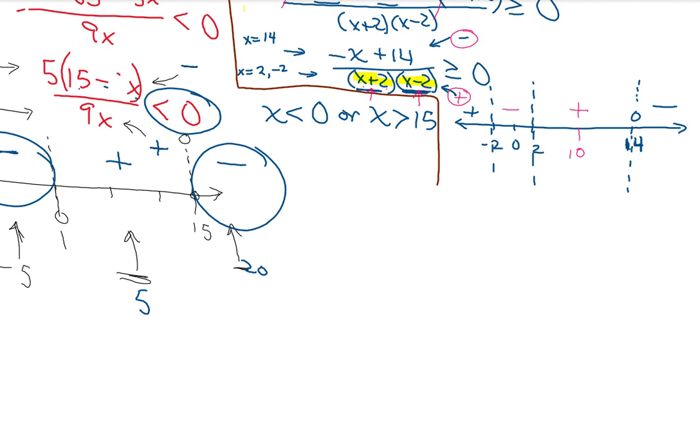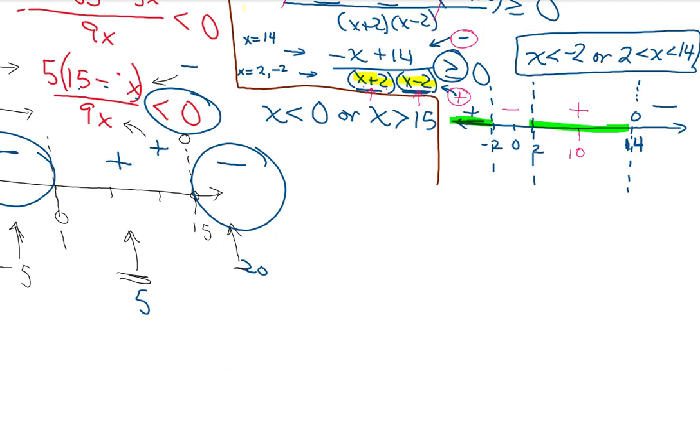In this case, we're looking for greater than or equal to 0. So we're looking for the positive sections. So my solution is going to be less than negative 2, or between positive 2 and 14, which looks like that. And there's my solution. Looking for greater than or equal to 0 is positive. Positive happens in those two sections.